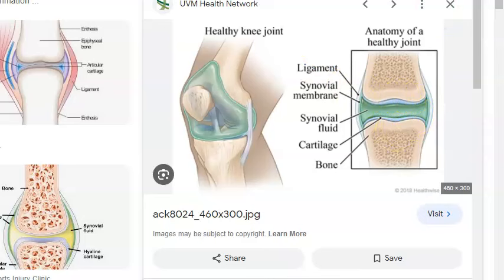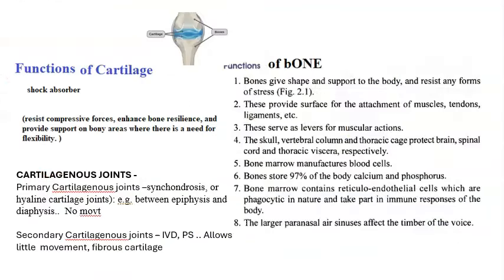Okay, so I'm just saying, this fluid is completely surrounded by the synovial membrane. So what is the job of this? It is shock absorption. So you can just say all these extra words: resist compressive forces, enhance bone's resilience, support the bony areas where there's need for flexibility, etc. Okay. So that much you can write.